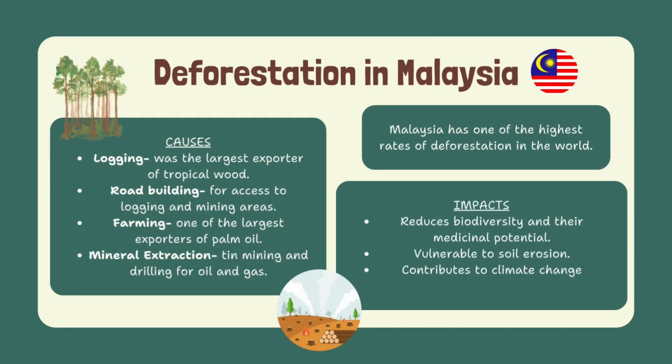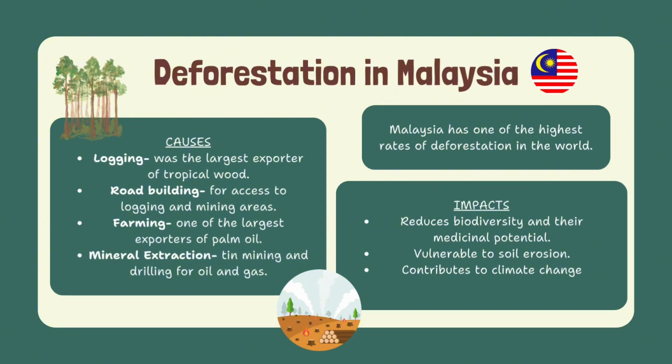Let's look at an example of rainforest deforestation. Malaysia, a country located in Southeast Asia, has one of the highest rates of deforestation in the world. This is because they export wood to other countries for money. They clear areas of the rainforest to build roads for access to logging and mining areas. They make room for the farming of palm oil, another big exporter for Malaysia, and they mine tin and drill for oil in the forests too.